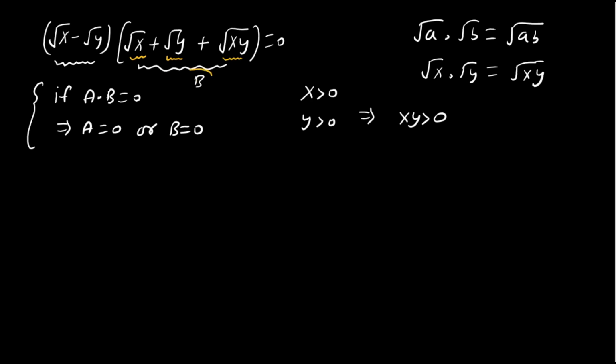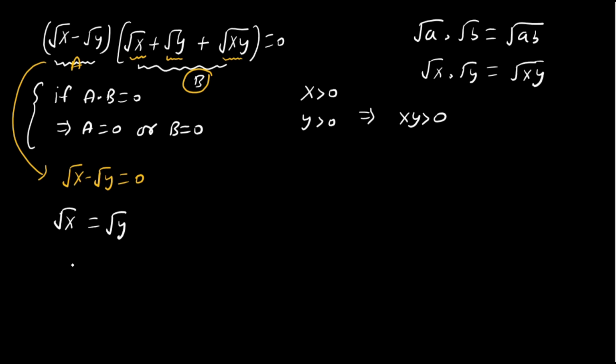It means b cannot be equal to 0. So that's why if b cannot be equal to 0 and the product of a times b is 0, it means this a is equal to 0. So that's why here we can say square root of x minus square root of y is equal to 0. Now square root of x is equal to square root of y. If we square both sides, then x is equal to y.